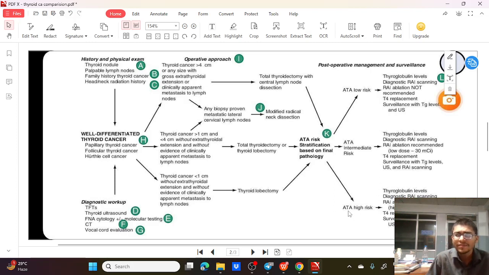In case of ATA high risk, when thyroglobulins are more than 10, diagnostic radioiodine scanning, radioiodine ablation is strongly recommended at a high dose, T4 replacement as per need, and surveillance with TG, ultrasound and radioiodine scanning. So this is the management protocol which is used for thyroid well differentiated cancers.